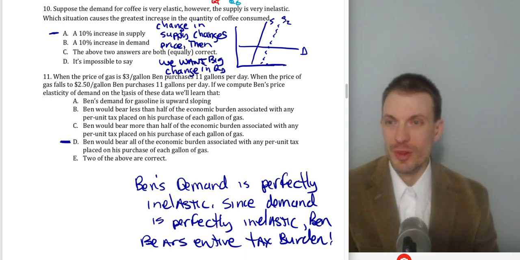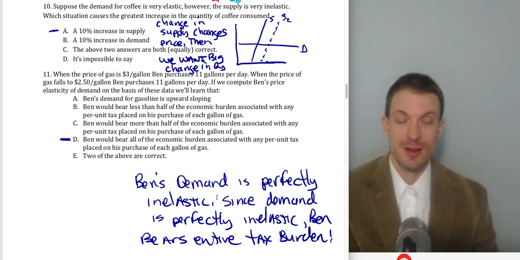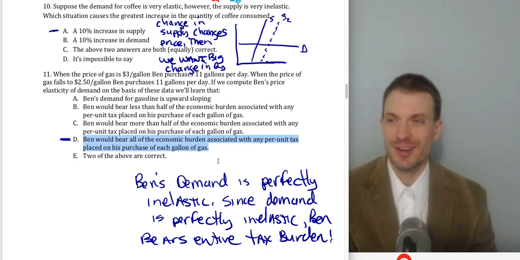All right, so when the price of gas is $3 per gallon, Ben buys 11 gallons per day. When the price of gas falls to $2.50, Ben purchases 11 gallons per day. If we compute my price elasticity of demand on the basis of these data, what do we learn? Well, first off, my demand is perfectly inelastic because my quantity didn't change in response to the price. So my elasticity would be 0. As a result of having perfectly inelastic demand, we know that I'm going to bear the entire tax burden. And so it's got to be D. I'm going to bear the entire tax burden of any per unit tax placed on my individual purchase of gasoline.